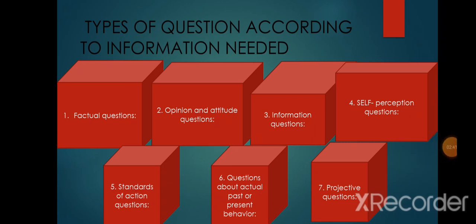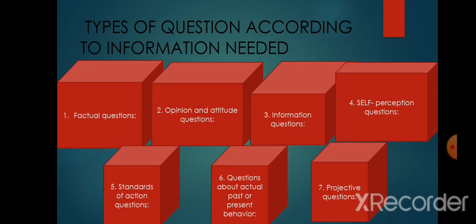Types of questions according to information needed. Factual questions. Questions used to ascertain such things as the respondent's age, gender, and so on. They are probably the most straightforward type of questionnaire item. Opinion and attitude questions. Questions intended to determine a person's ideas, inclinations, prejudices, convictions, and so on.